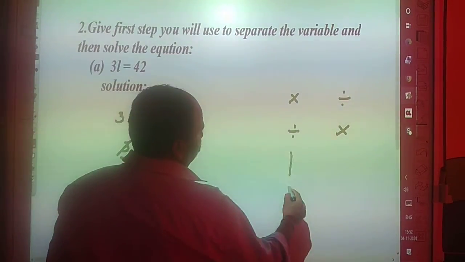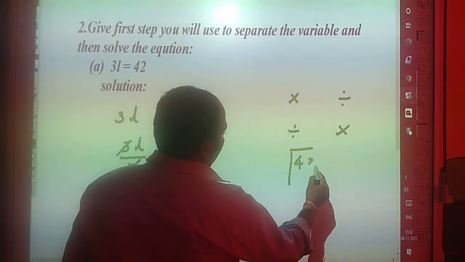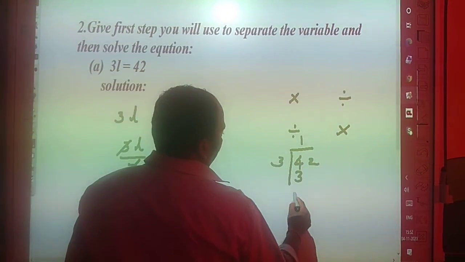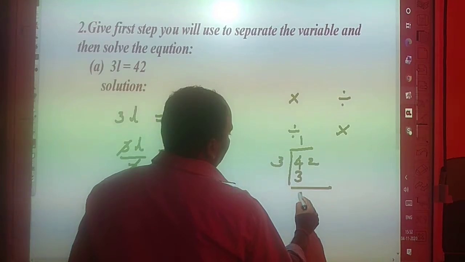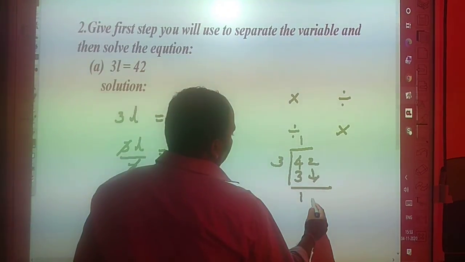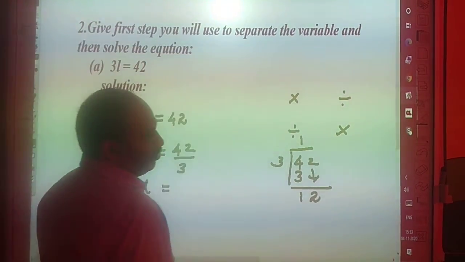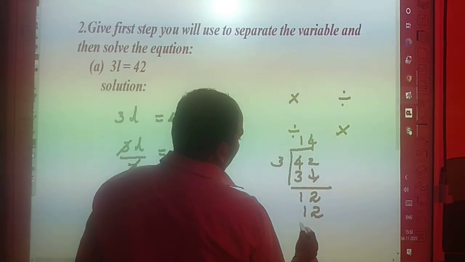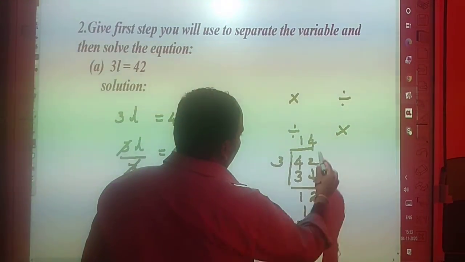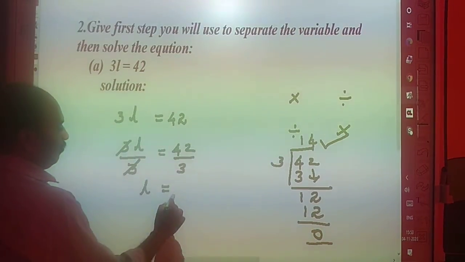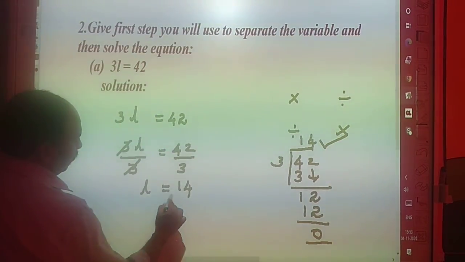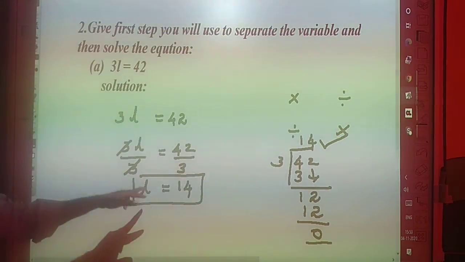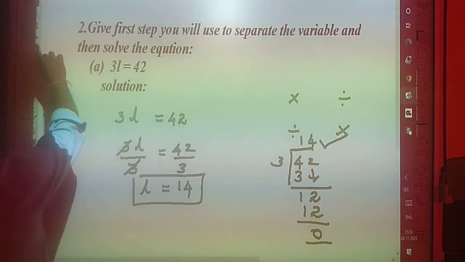42 divided by 3. 1, 3 is equal to 3. 4 minus 3, 1. Bring down the number 2. 12. 4 3s are 12. 12 minus 12 is equal to 0. So our answer is 14. L is equal to 14.